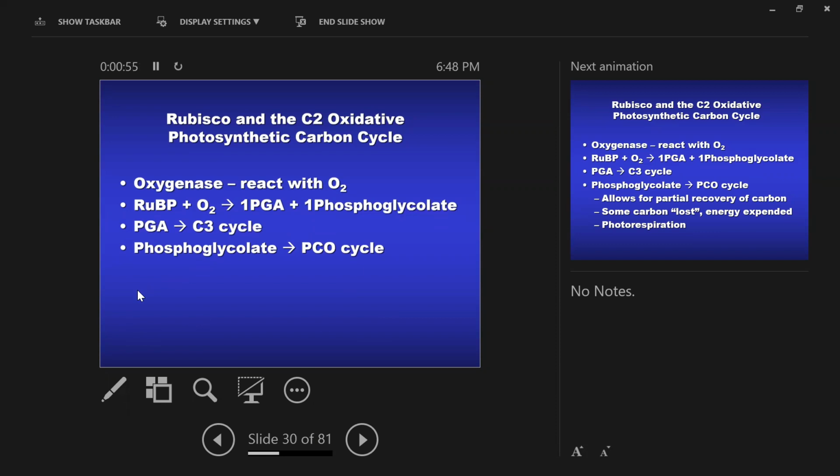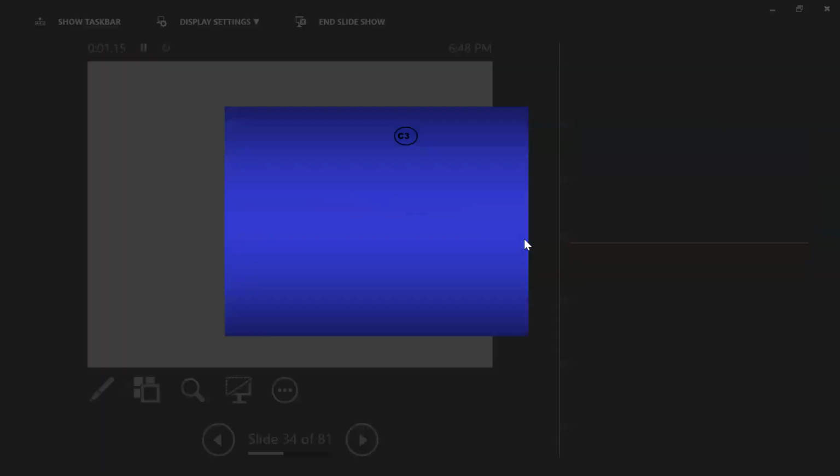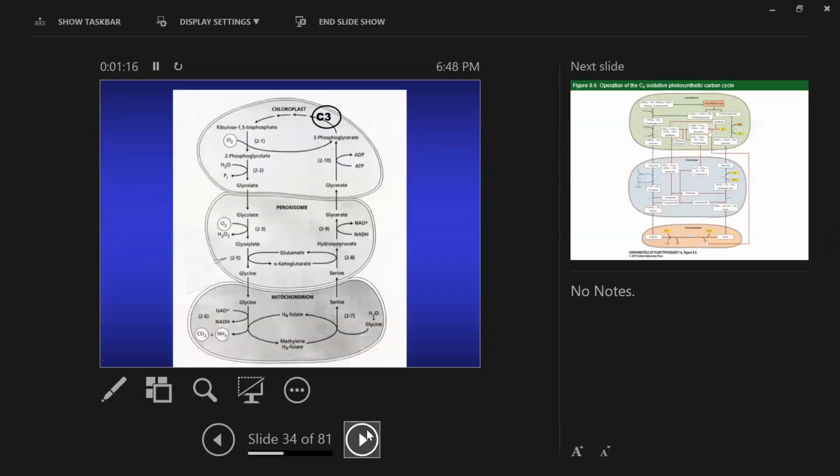And so you got to convert that 2 carbon phosphoglycolate, go through all that mess of the PCO cycle twice essentially to get another PGA to form. So it's a lot more effort to get one more PGA out of this process. So again, with the PCO cycle, knowing how it kicks off.